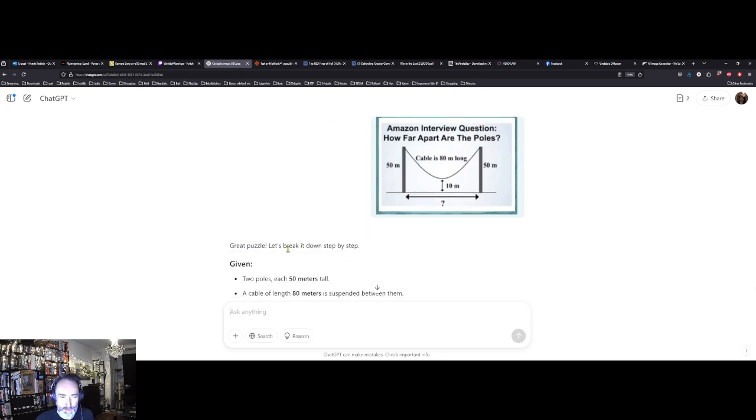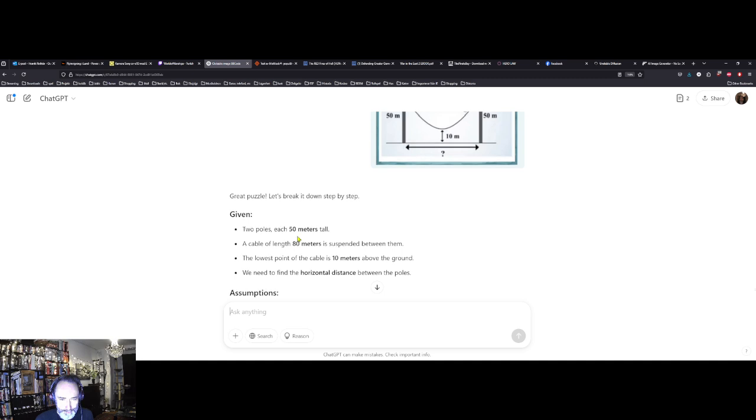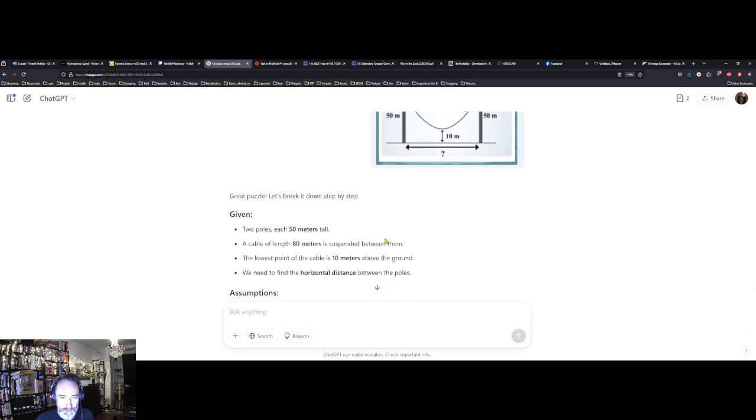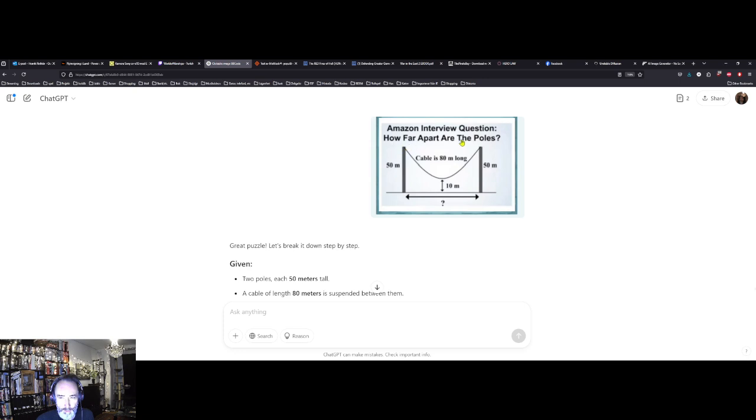Because great puzzle. Let's break it down step by step. Two poles are each 50 meters tall. That's correct. A cable of length 80 meters is suspended between them. That is correct. So apparently ChatGPT can read text on pictures. The lowest point of the cable is 10 meters above the ground. That is correct. We need to find the horizontal distance between the poles. Yes. How far apart are the poles?